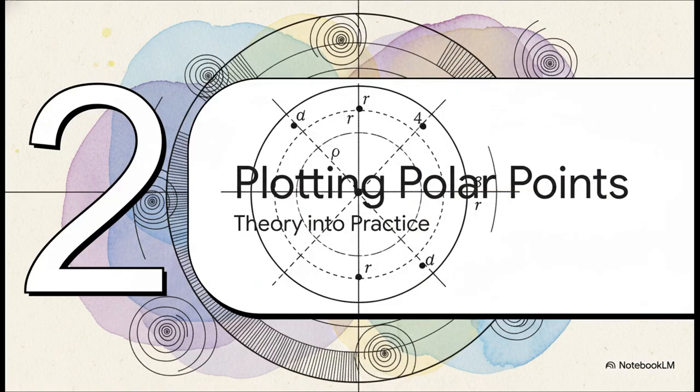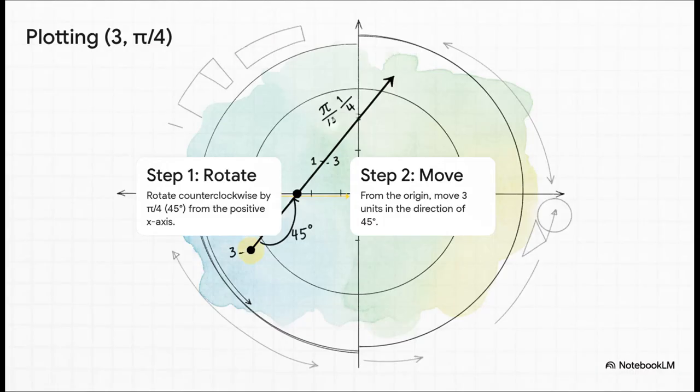Okay, that's enough theory. The best way to really wrap your head around this is to actually do it. So let's get our hands dirty and plot some points. First up, let's plot the point (3, π/4). So first things first, we handle the angle. We rotate π/4 radians, that's 45 degrees, from our starting line. Then we look at our radius, r. It's a positive 3, so we just move 3 units straight out along that 45-degree line. And boom, there's our point.